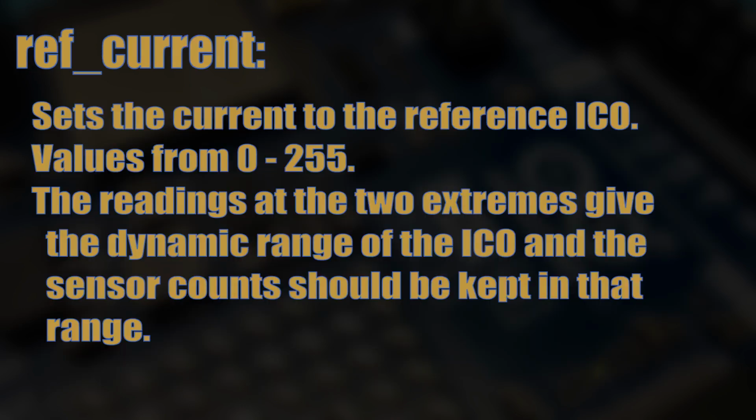There is a setting for the reference current. This setting will only affect the reference count. It's mainly useful when tuning the sensor. Setting the reference current to the two extremes, 0 and 255, will show you the dynamic range of the ICO.